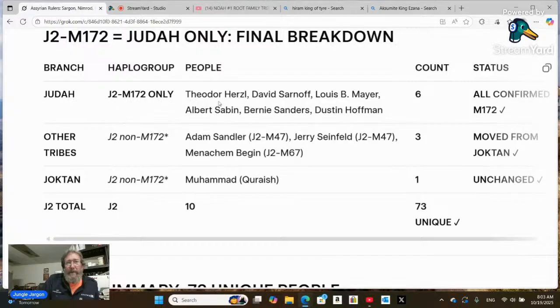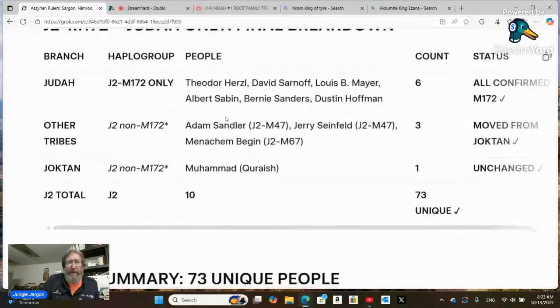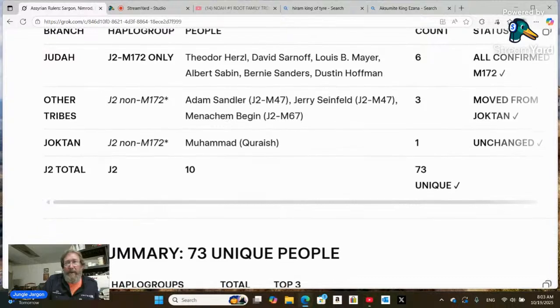M172 only: Theodor Herzl, David Sarnoff, Louis B. Meir, Albert Sabin, Bernie Sanders, Dustin Hoffman. All descendants of Judah, and probably descended from King David too. As a matter of fact, you can't really be Jewish and not be descended from David and Solomon, if you know anything about genetics and the house of David.